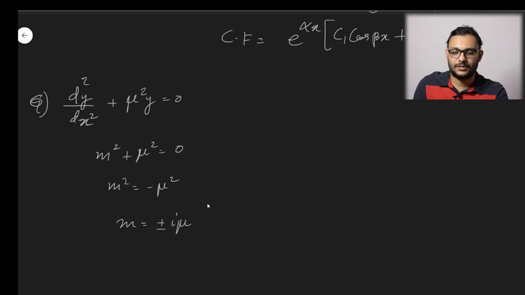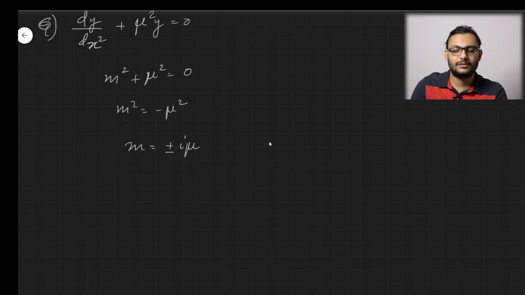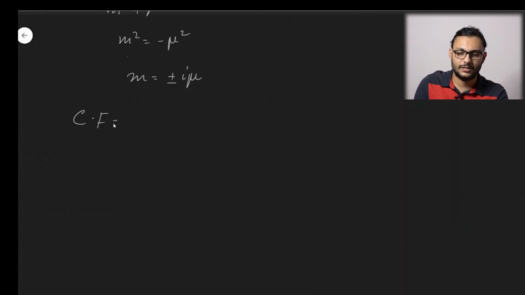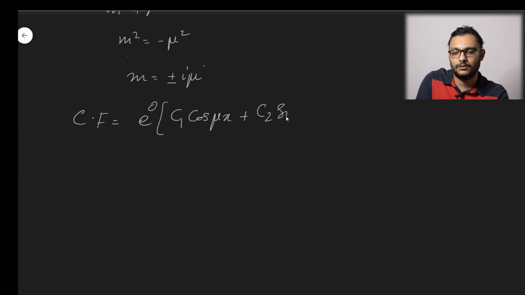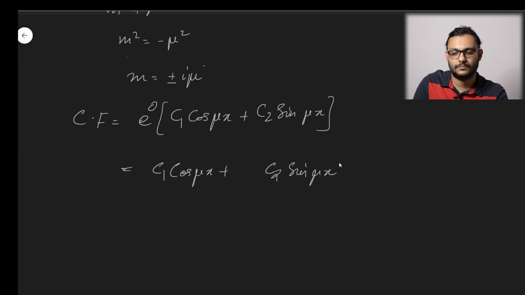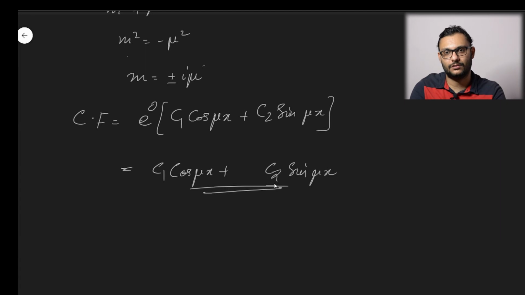So our roots are complex, but this does not have any real part. This is a pure complex root. So we can write the complementary function as e raised to alpha, where the value of alpha is 0. So we can write e raised to 0 into (c1 cos mu x plus c2 sin mu x). E raised to 0 is 1, so we can write it as c1 cos mu x plus c2 sin mu x. So this will be the answer for these kind of complementary functions. Okay, I hope you understand the types of roots and the complementary functions obtained from these types.